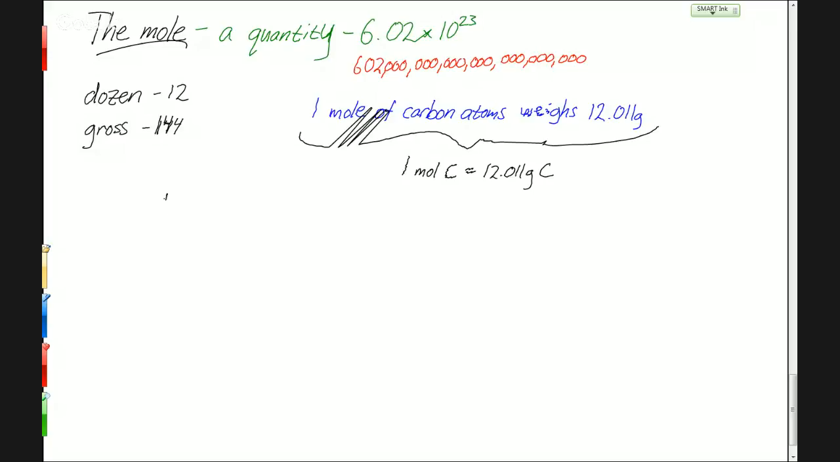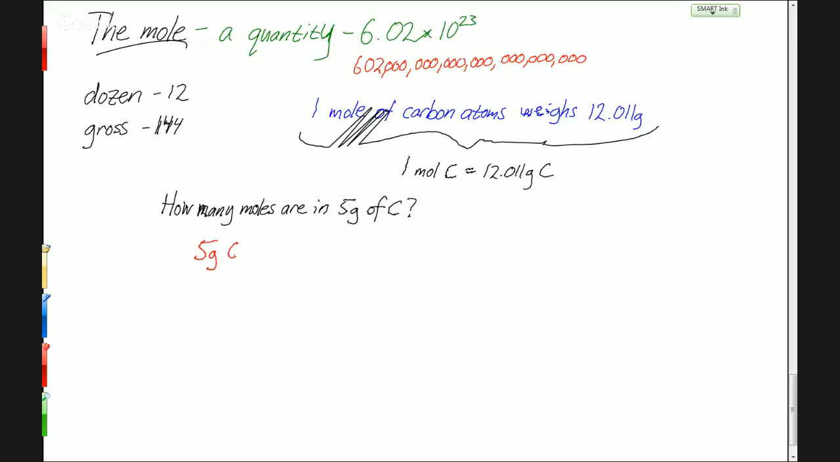So we can say, how many moles are in 5 grams of carbon? So we have 5 grams of carbon. We want to know how many moles that is. We can use that conversion factor to figure that out by doing that conversion like this.